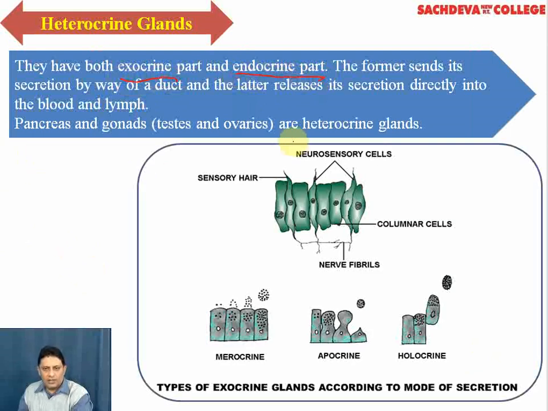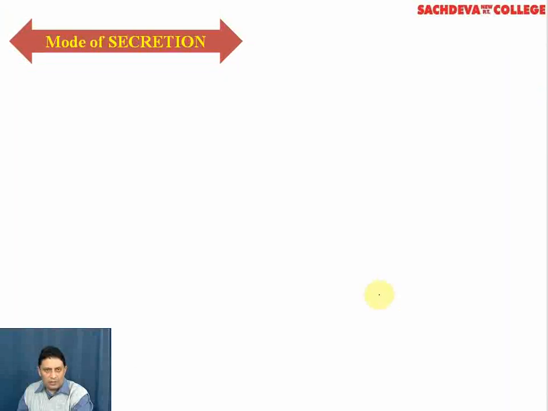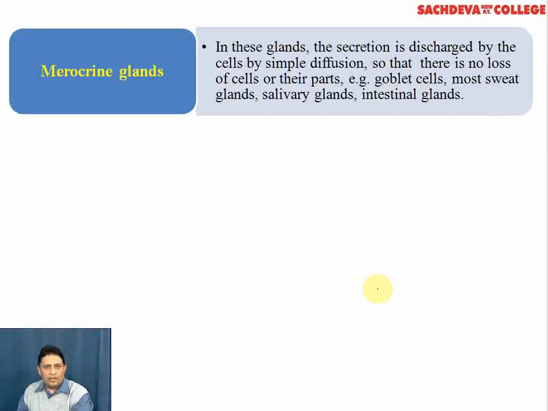These are the various types of exocrine glands. You have three major types of exocrine glands: merocrine, apocrine, and the holocrine glands. We'll discuss these glands one by one. One is the merocrine gland. Merocrine glands are those glands which discharge their secretion without undergoing any change. And as it does not undergo any change, therefore, there is no loss of cells or their parts. Example, the glands associated with alimentary canal like salivary glands, intestinal glands, and goblet cells.